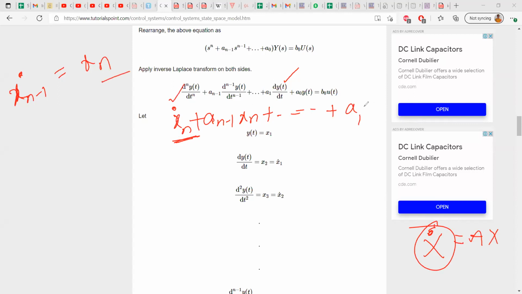a1 into, tell me, what is y of t? x2, sir. x2 plus a0 into what is y of t? x1, sir. x1 equal to b0 into what is u of t? u of t is u.